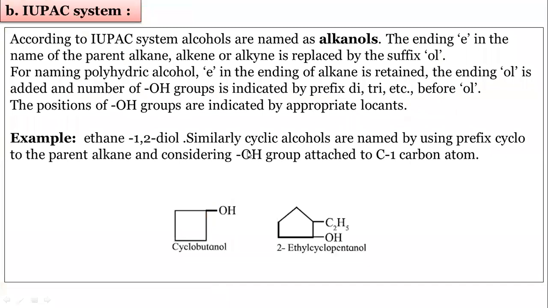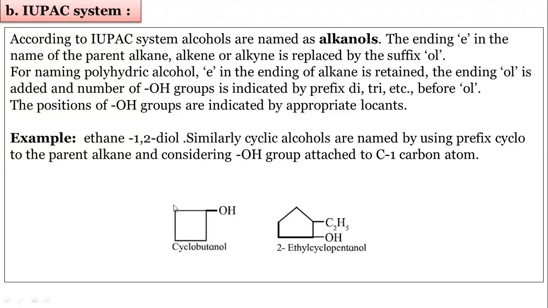In the IUPAC nomenclature system, alcohols are called alkanols, like methanol, ethanol. One example given is cyclobutanol. I will not explain in detail because in 11th standard we learned about the nomenclature system. Cyclobutanol: this is cyclobutane, the parent compound. 1, 2, 3, 4 carbons are there, and OH is bonded here. That's why it is called cyclobutanol.